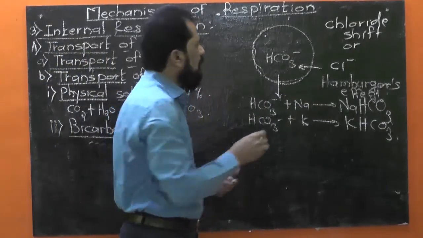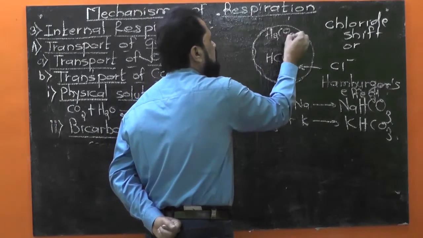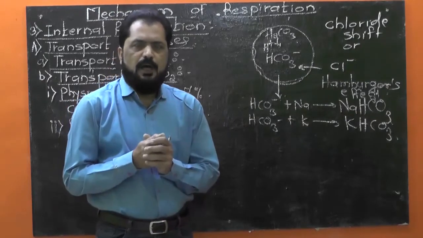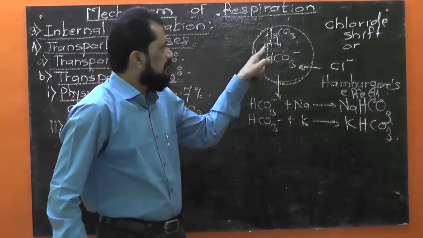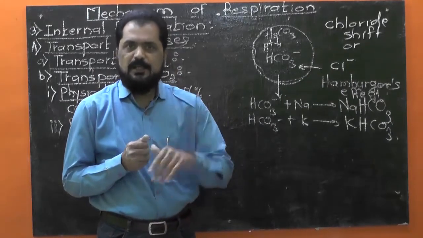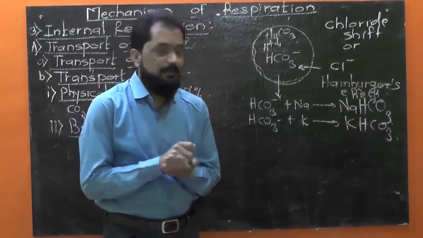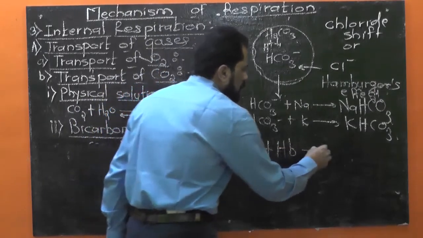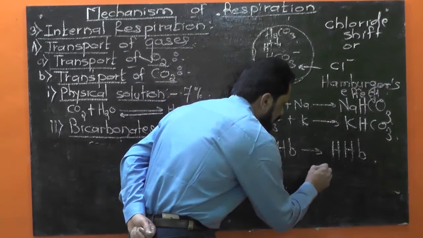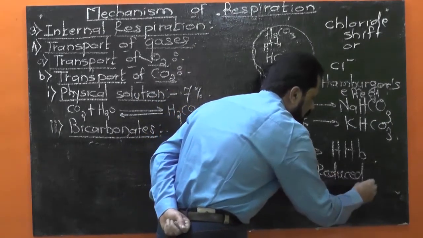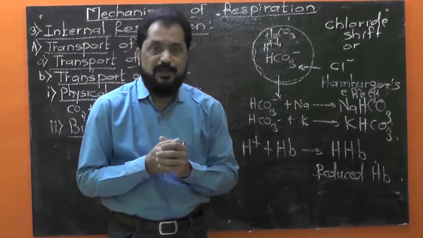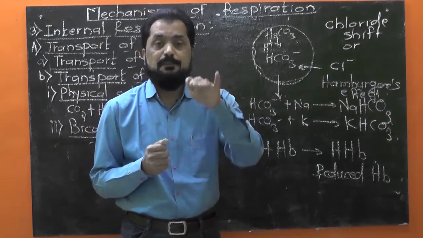One more thing, the dissociation of carbonic acid in the RBC forms H plus and HCO3 minus ions. HCO3 minus ions get shifted to the outside, out of the RBC. But this accumulation of hydrogen ions might be expected to lower the pH. Therefore this hydrogen ion combines with hemoglobin to form HHb, called deoxyhemoglobin or reduced hemoglobin. As the hemoglobin binds with the hydrogen ion, it nullifies the effect of hydrogen, and therefore there is no chance of a fall in the pH of blood.